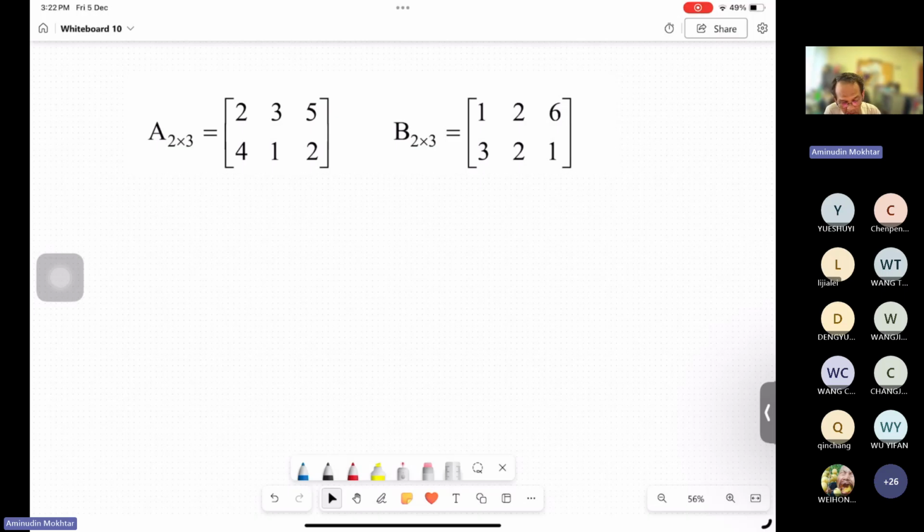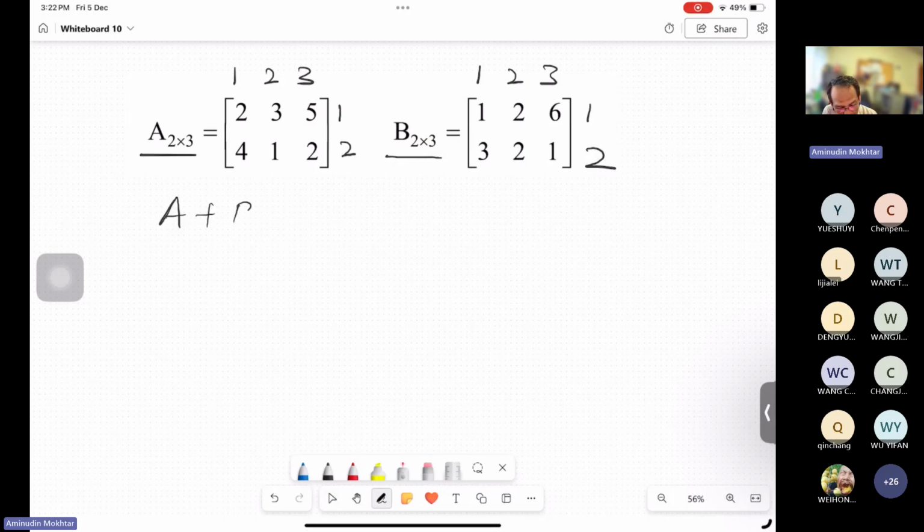Matrix A has two rows, 1 and 2. Matrix B also has two rows, 1 and 2. The number of columns in matrix A is 3: 1, 2, 3. The number of columns in matrix B is also 1, 2, 3. Matrix A has 2 rows and 3 columns, so the size of A is 2 times 3, whereas the size of matrix B is also 2 times 3. Since the sizes of A and B are equal, we can do this matrix operation.